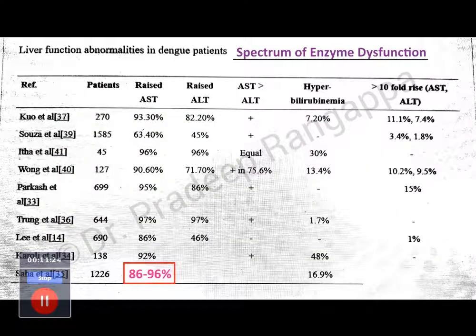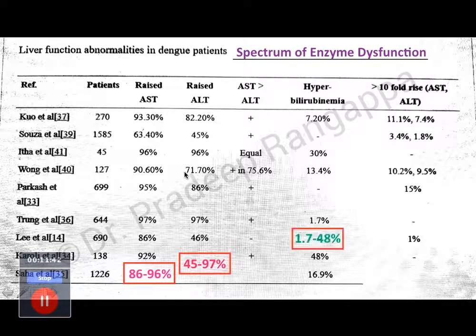So when you look at all these studies looking at the spectrum of enzyme dysfunction, these are around 8 studies from various authors, 86 to 96% of dengue patients will have raised AST and 45 to 97% will have raised ALT. And as you see, hyperbilirubinemia may be an indicator of severe dengue. Only a small percentage, 1.7 to 48%, will have hyperbilirubinemia. And more than tenfold rise in AST-ALT, which is severe liver dysfunction, happens in a small percentage, 1 to 11.1%.